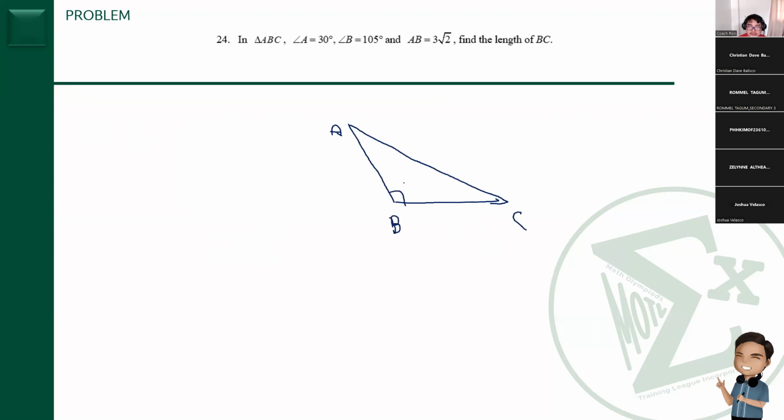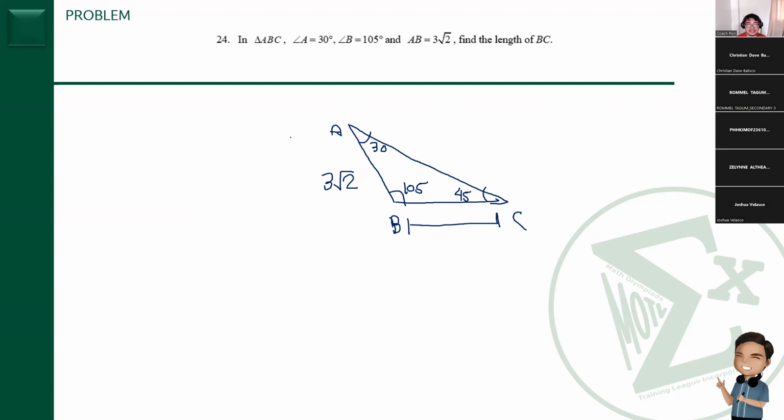B is gonna be 105. A is gonna be 30. So it should follow that this one here is 45, right? Because the sum of interior angles of a triangle is 180. So AB is 3 square root of 2. We don't know these other sides. We're looking for this one side, BC.